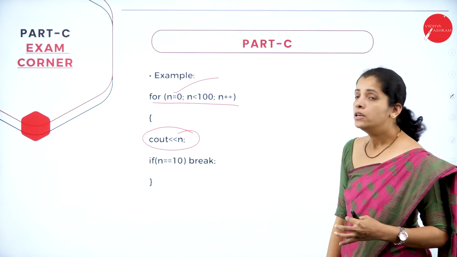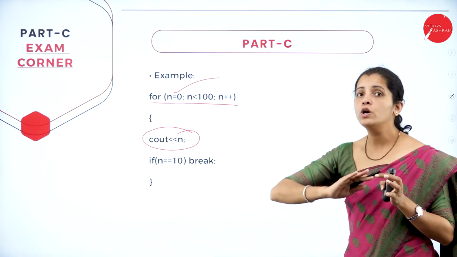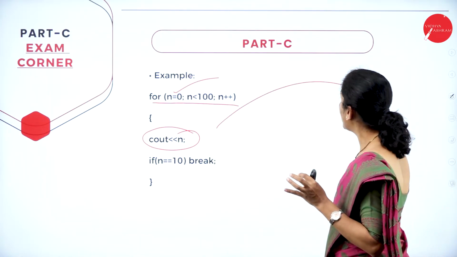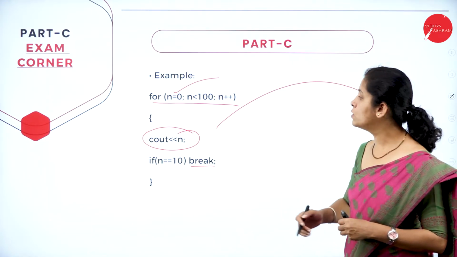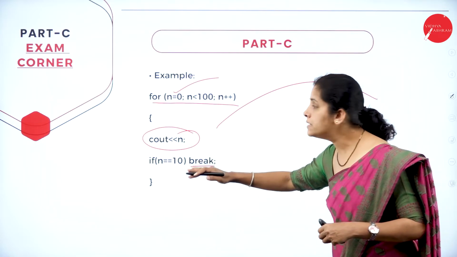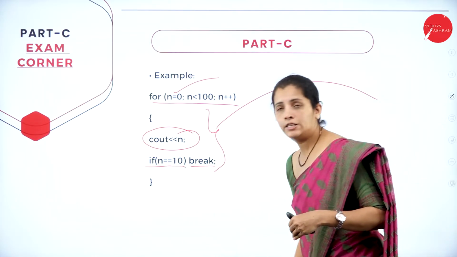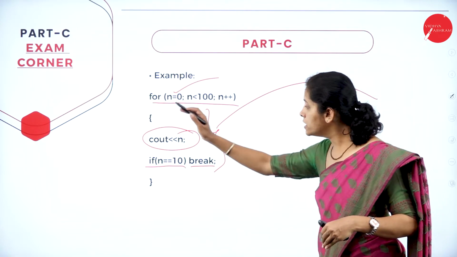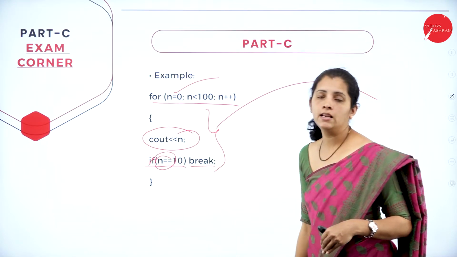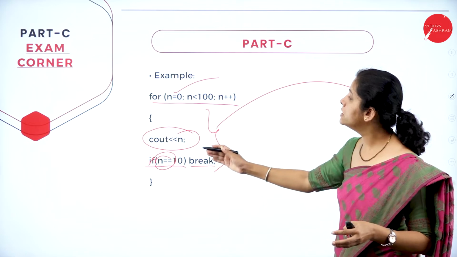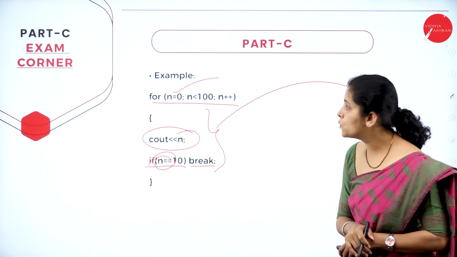Now think that during the middle of the execution, I want to exit or switch from this block to another statement. At that time, I am going to use the break statement. That means I want to quit or exit from this for loop. When I want to exit, here I am going to write the condition. That means from 0 to 9, I want to execute the for loop, and when n becomes 10, then I want to exit from this for loop. This is the way I can use the break statement in my program.